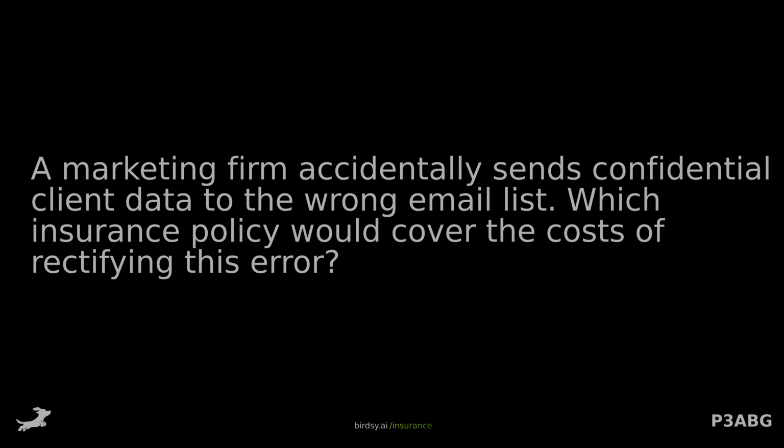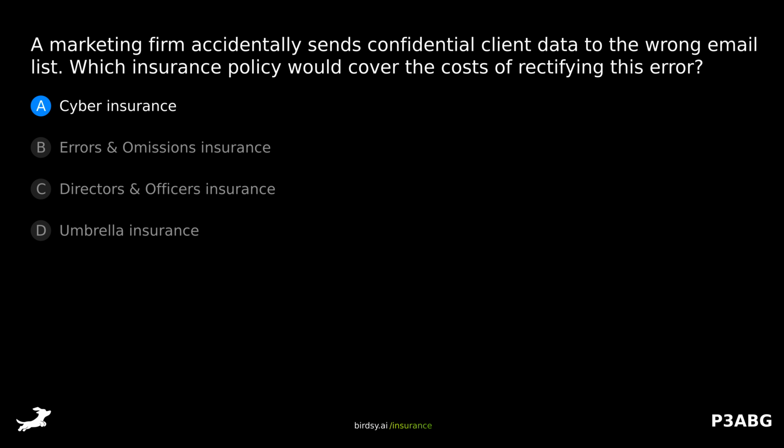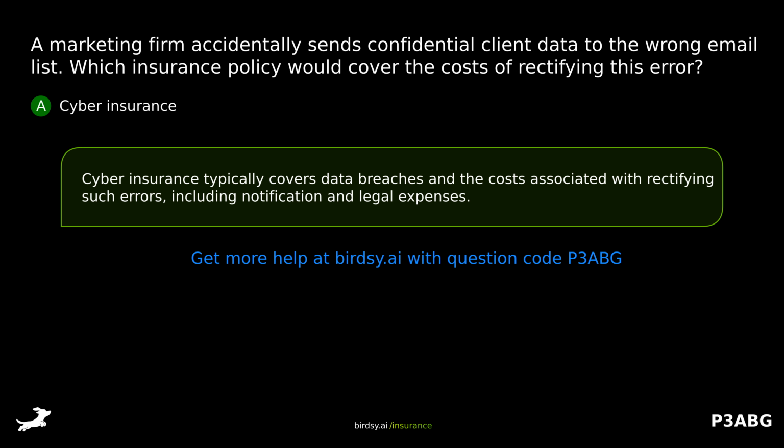costs. A marketing firm accidentally sends confidential client data to the wrong email list. Which insurance policy would cover the costs of rectifying this error? Is it A, cyber insurance? B, errors and omissions insurance? C, directors and officers insurance? Or D, umbrella insurance? The answer is A, cyber insurance. Cyber insurance typically covers data breaches and the costs associated with rectifying such errors, including notification and legal expenses.